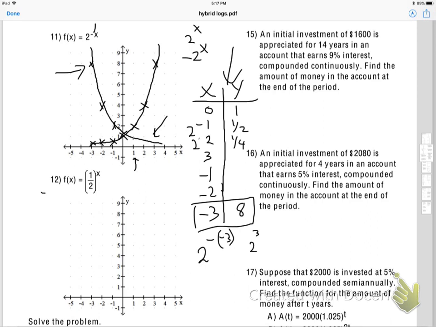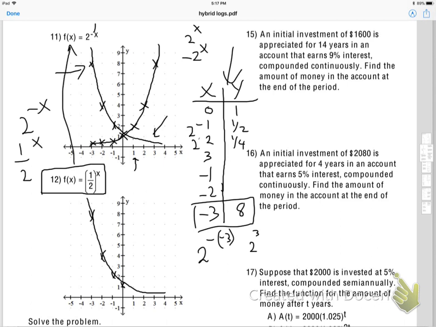Now, if you were to plot y equals a half to the x, you will also get the same as 2 to the negative x. And the reason is, think about it, remember 2 to the negative x. When you flip things upside down, they then become a positive exponent. And that's why these two are the same thing. So just be aware of that.